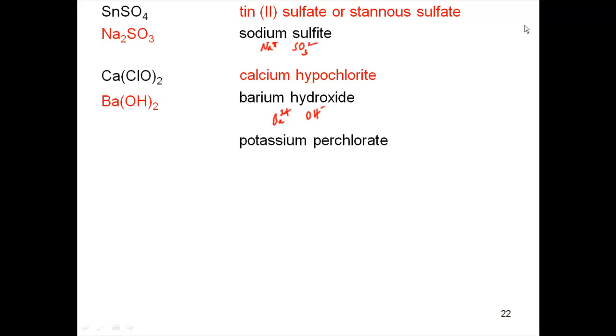Potassium perchlorate. Okay, I got potassium, perchlorate, which is ClO4-. Okay, I got to put those together with +1 -1. That's just KClO4.